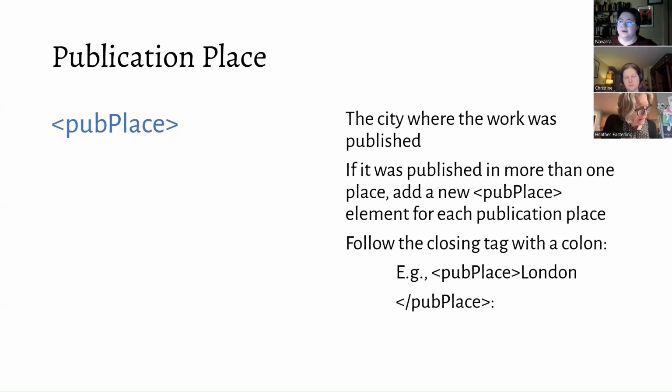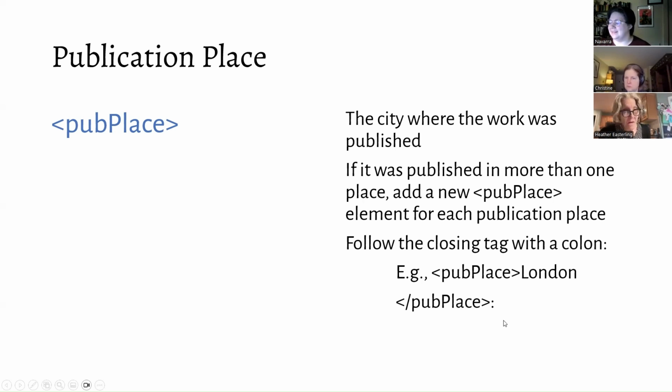After your title, you might have some other information depending on the type of work, but typically it won't be wrapped in anything other than editors, which you already know how to encode, until you get to the publication place, or pubPlace, element. We wrap the place where the work was published in pubPlace. Hopefully that makes sense. Typically the city. If it was published in more than one place, give each place a new pubPlace element. So if it's London and New York, London gets a pubPlace element, New York gets a pubPlace element, and it doesn't need to be wrapped in anything.